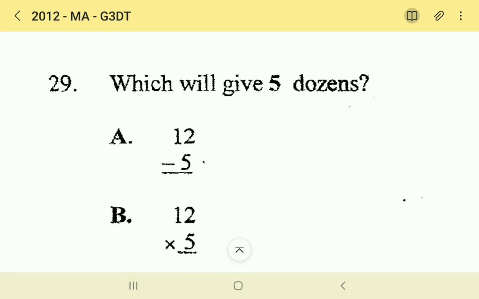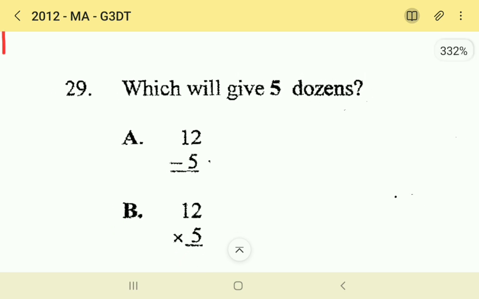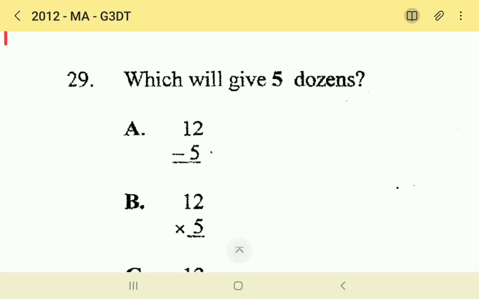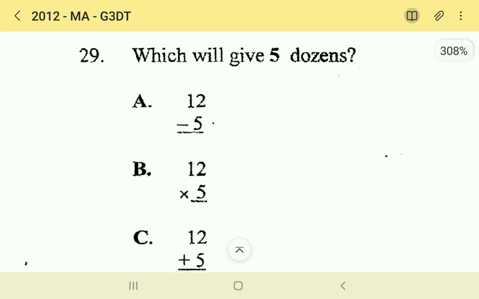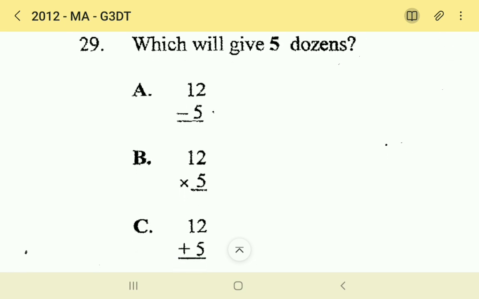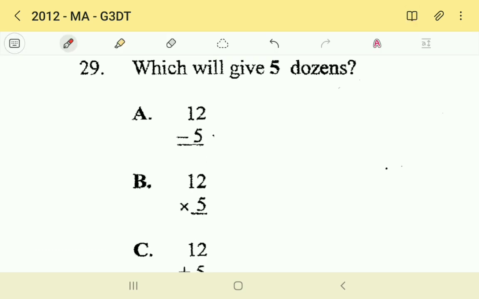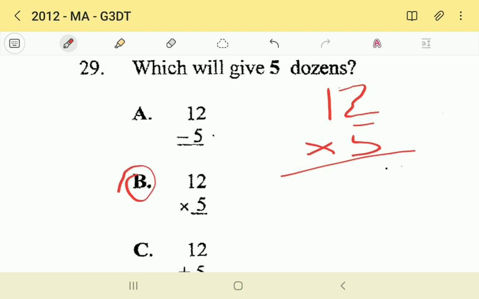Moving on to 29. Which will give 5 dozens? Do you know how many things make a dozen? Correct. It is 12 things that make a dozen. So if 12 make a dozen and you want to know 5 dozen, you have to multiply 5 by 12 to get the 5 dozen. So the answer is B. You're having 5 groups of 12.